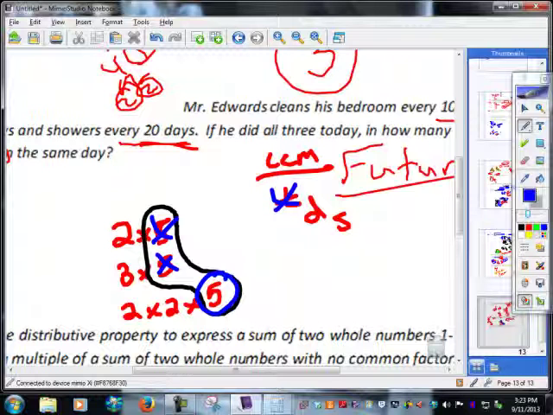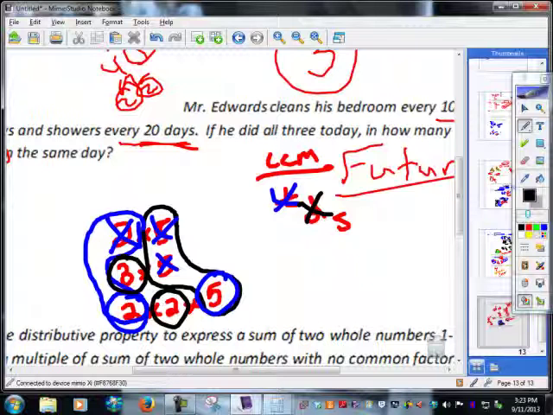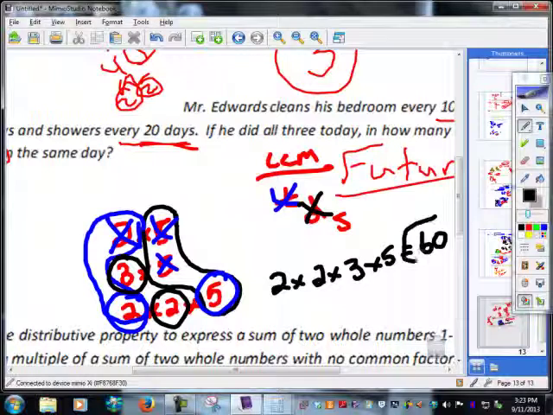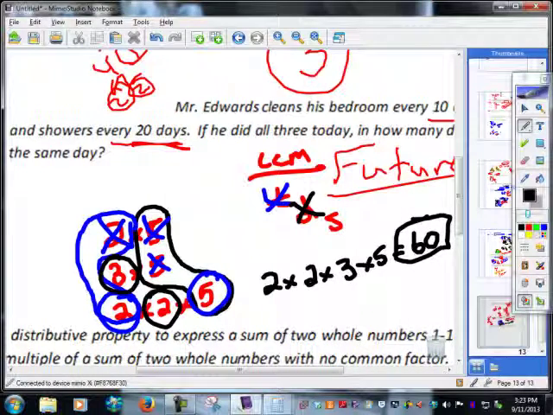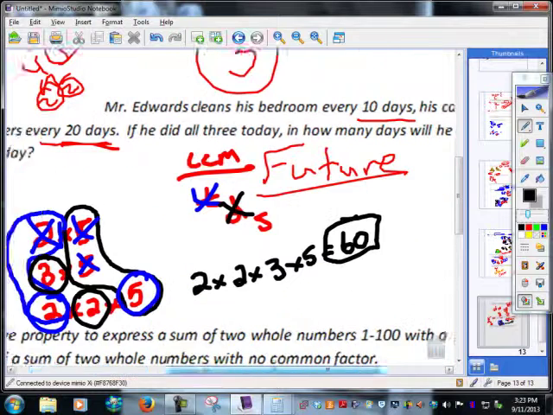So now I've got to say doubles. Is there a number that appears in 2 of the rows? Yeah. Even though they're not right above each other, the factor still appears in 2 of the rows. We cross off one of those and we circle 1. Now we have to do singles, and that's all we have left. We multiply everything circled. 2 times 2 times 3 times 5 gives us 60. So that means every 60 days, Mr. Edwards is going to do all 3 of those things on the same day.